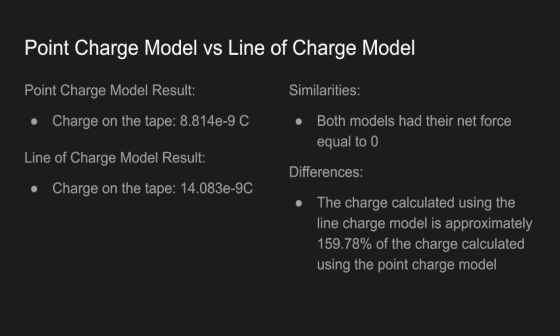For similarities, both models had their net force equal to 0. However, for differences, the charge calculated using the line charge model is approximately 159.78% of the charge calculated using the point charge model.